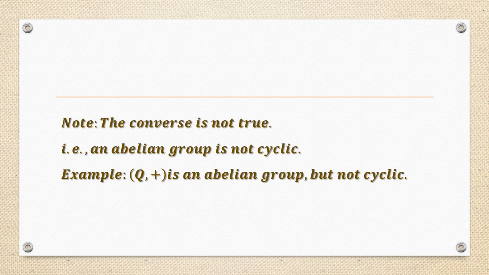Note that the converse is not true. Every cyclic group is abelian, but an abelian group is not necessarily cyclic. For example, (Q, +) is an abelian group but not cyclic.